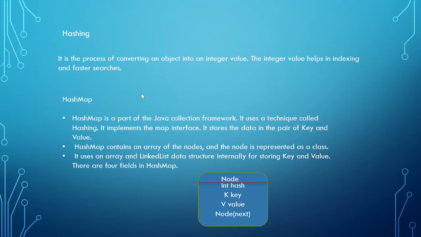HashMap is part of the Java collection framework. It uses the hashing technique and implements the Map interface. It stores elements as key-value pairs. HashMap is an array of nodes, and a node is a representation of a class. Internally it uses an array and a linked list data structure to store key-value pairs, and a node has four fields: the hash, key, value, and the next node. We will see the internal structure briefly.